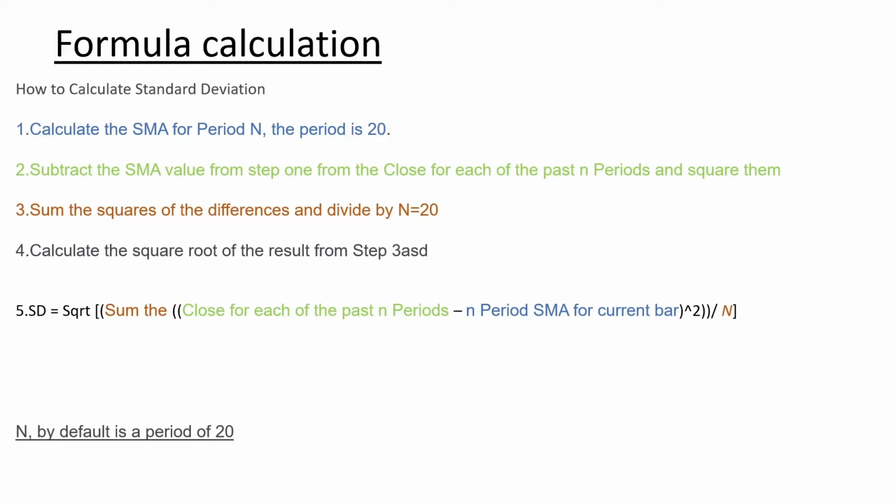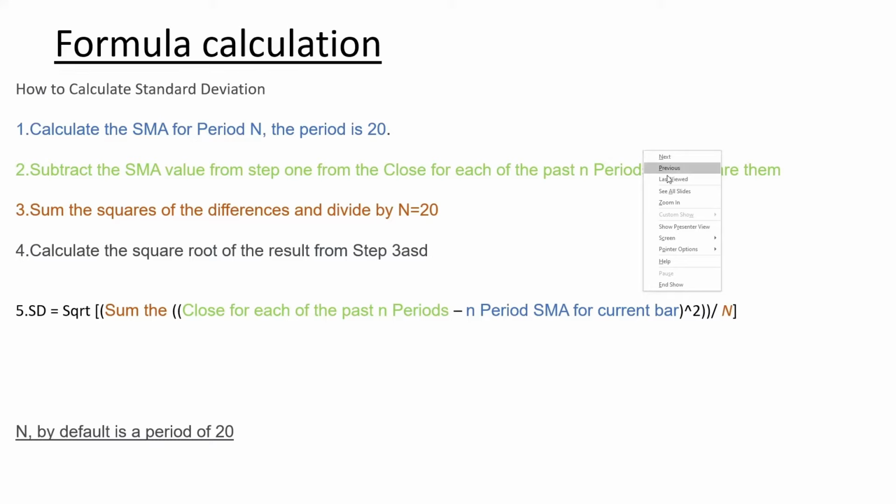Why is the period 20? We are using this period by default. And also, for people that already know how standard deviation works, this will be much easier. You calculate the square root of the result from step 3.